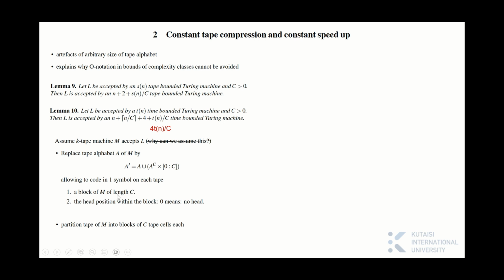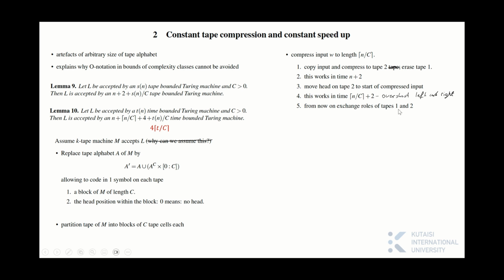So again, a block of M of length C and a head position within the block, where 0 means that there's no head. And again, we partition tape M into blocks of C tape cells each. And first, again, I do the compression. I compress W into length n divided by C. But let's count how many steps I need for this. By the way, my machine is now a k-tape machine because I cannot go to the 1-tape machine. Otherwise, I will get a quadratic blowup, which I do not want. So I keep it at k tapes.